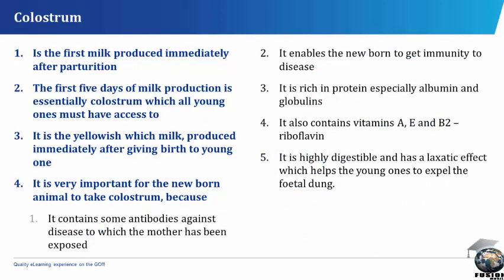Colostrum is the first milk produced immediately after parturition, that is, when the female animal gives birth. Immediately after giving birth, the first milk that is received from the udder is the colostrum, which is very important for the newly born animal, because it contains some antibodies against diseases to which the mother has been exposed, thereby it enables the newborn to get immunity to diseases.